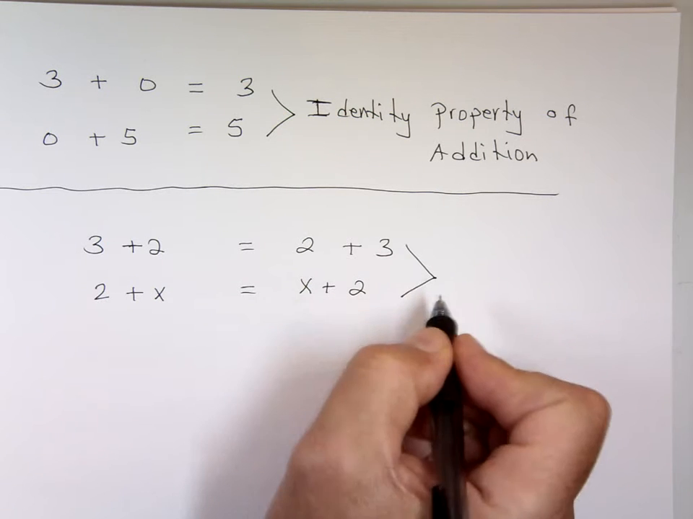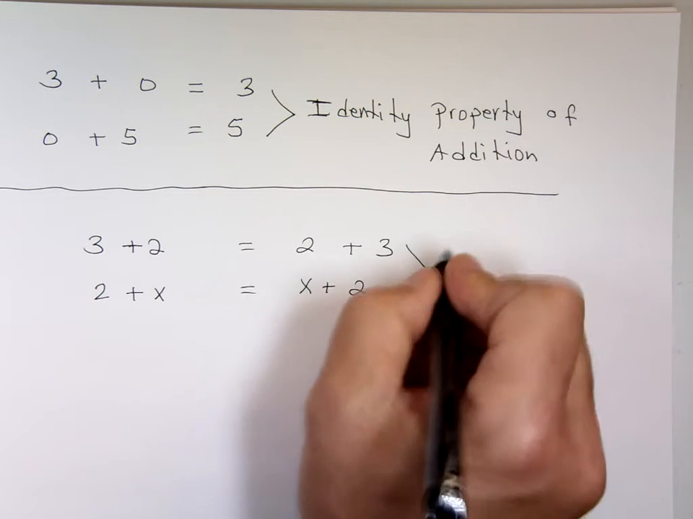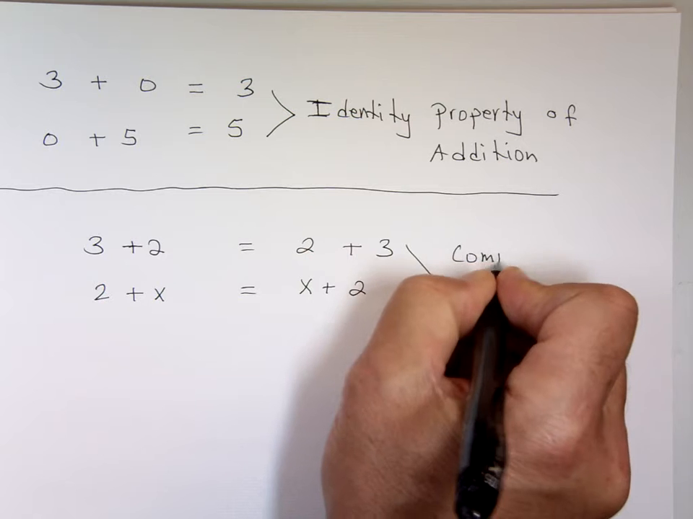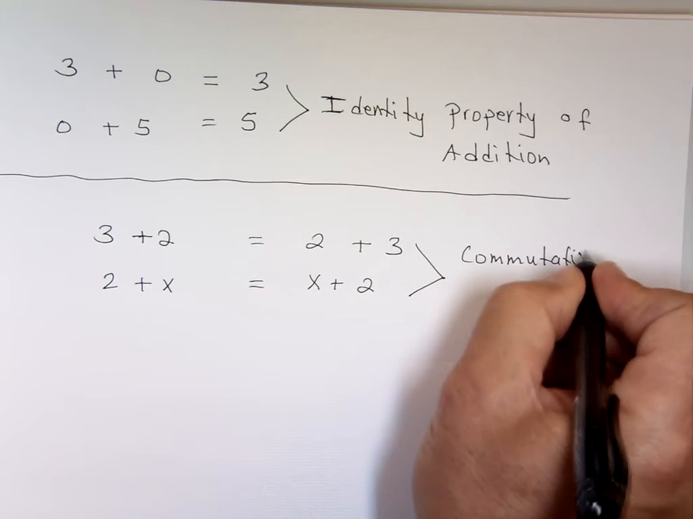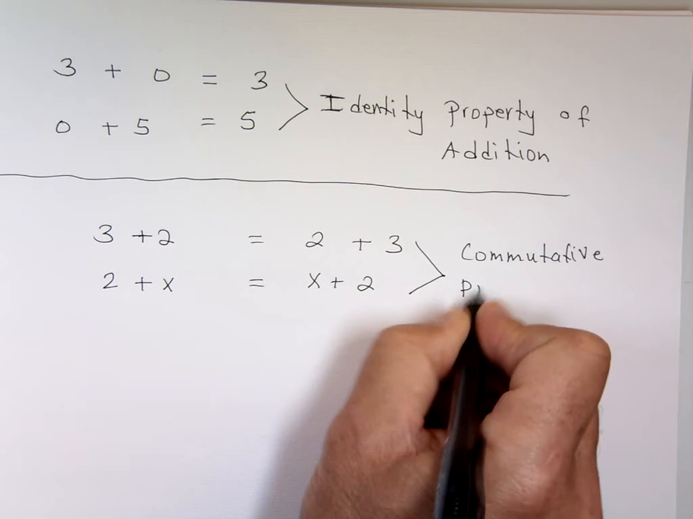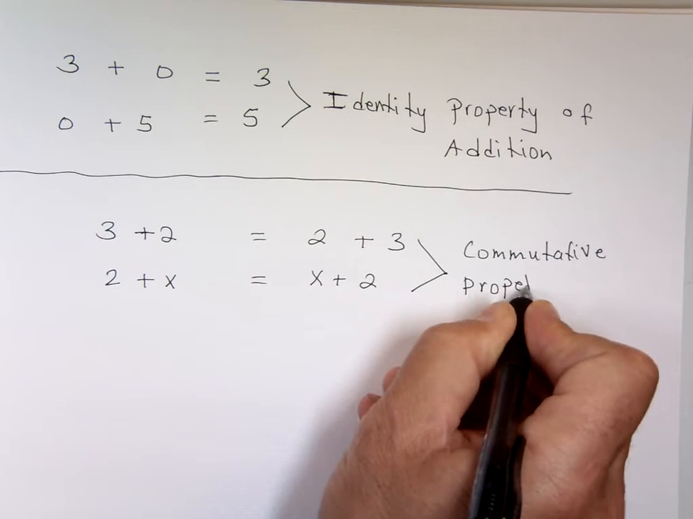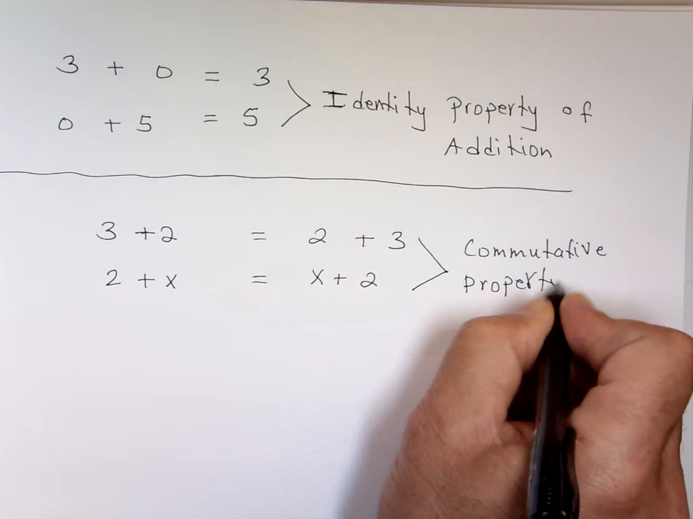This also has a name. It's called the commutative property. Property of addition.